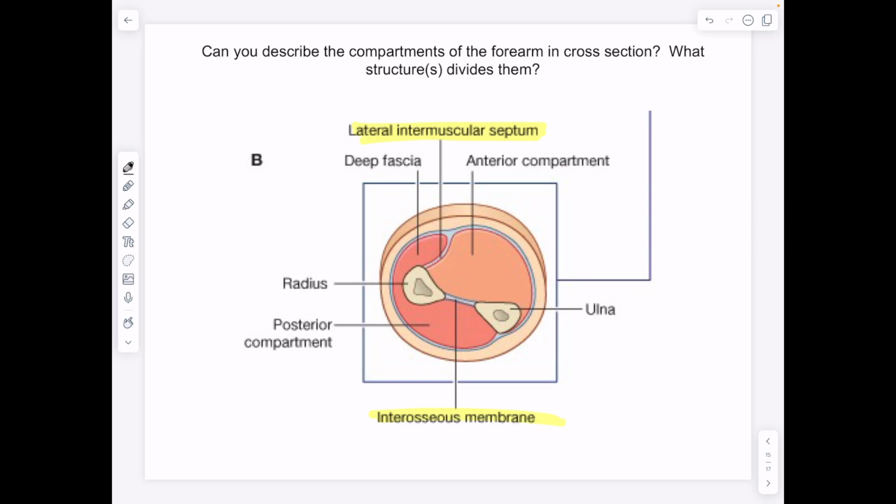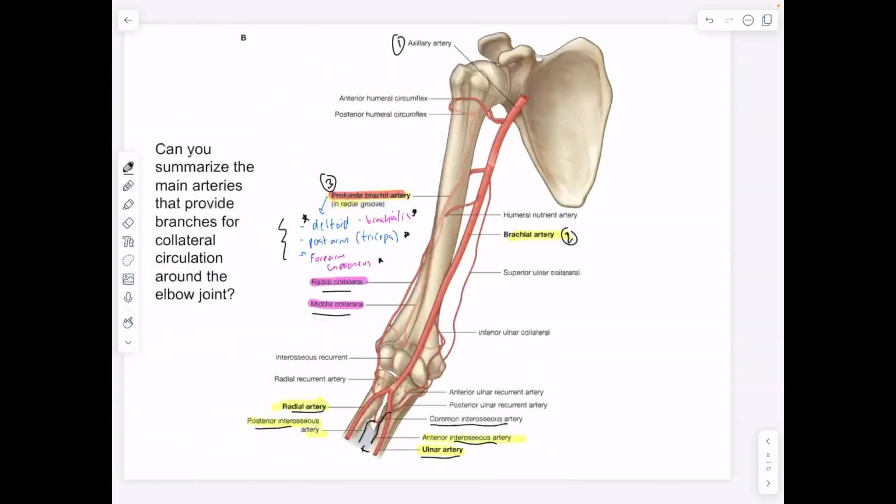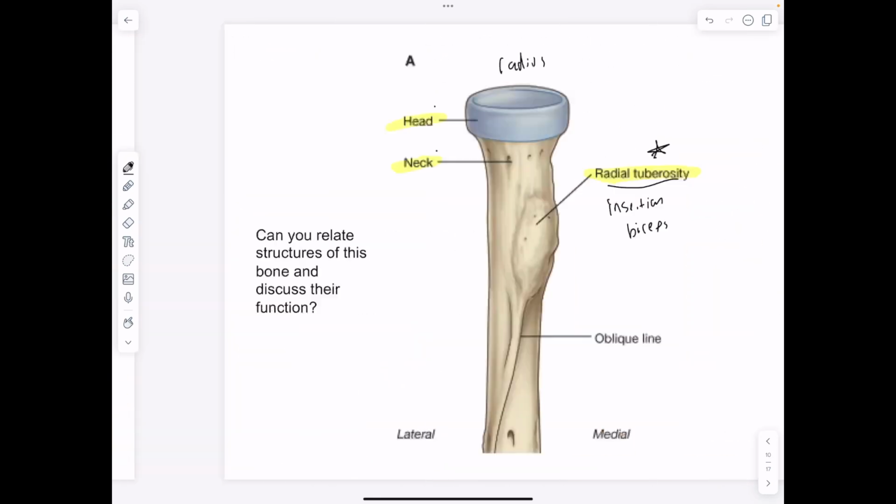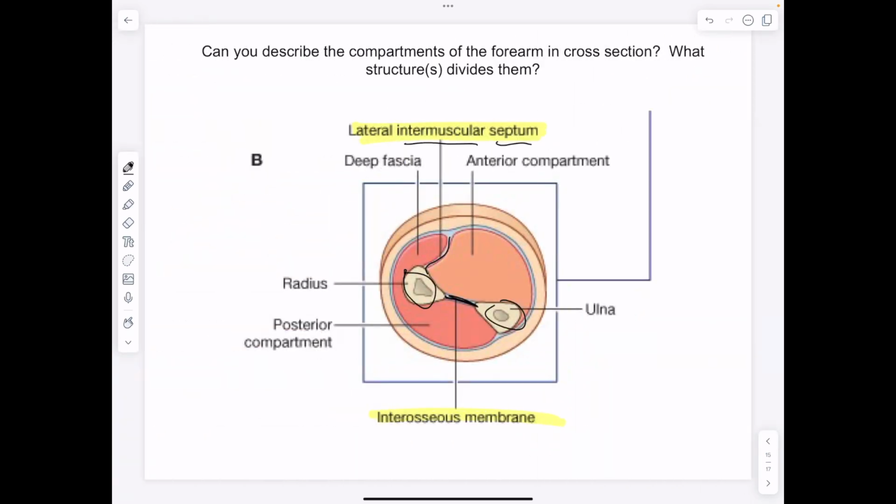Components of the arm, what structure divides them? Well, we have the interosseous membrane between the radius and the ulna, and then we also have the lateral intermuscular septum. And remember, in the arm itself, we had the compartments of the arm, the anterior and posterior, divided by the lateral intermuscular septum and the medial intermuscular septum. And so on the forearm, we have the interosseous membrane between the radius and the ulna, and we have the lateral intermuscular septum on the arm as well. But instead of the interosseous membrane, which we have on the forearm, we have the medial intermuscular septum.